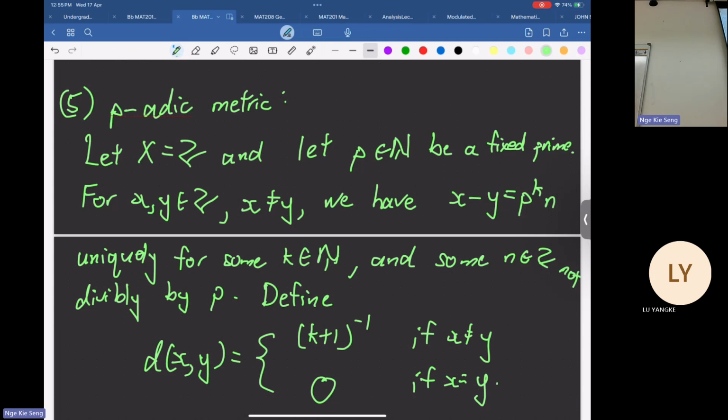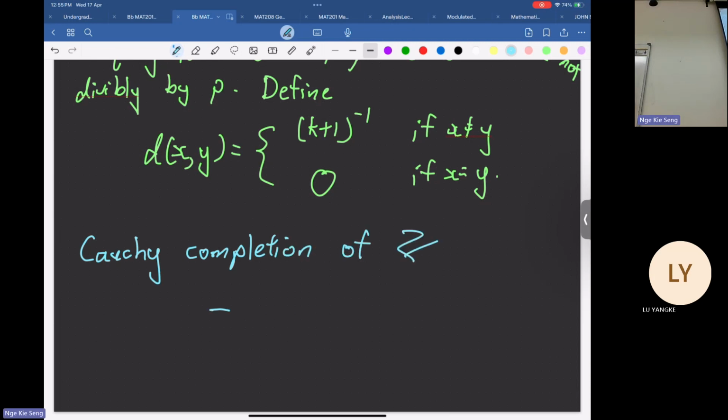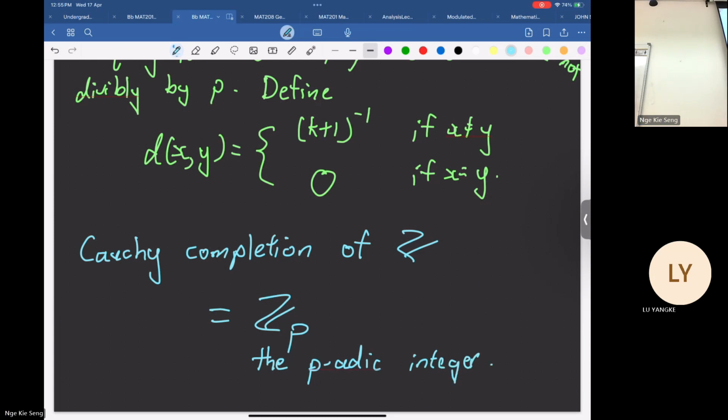Okay, and then you fill in the limits. After you fill in all the limits, Z with the limits is called the p-adic numbers. So let me write here: the Cauchy completion of Z, we will get Z_p, the p-adic integers. Okay or not? Okay, yeah, Cauchy completion.